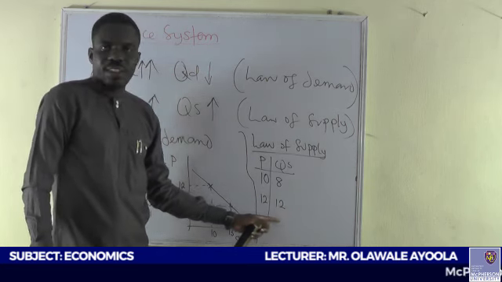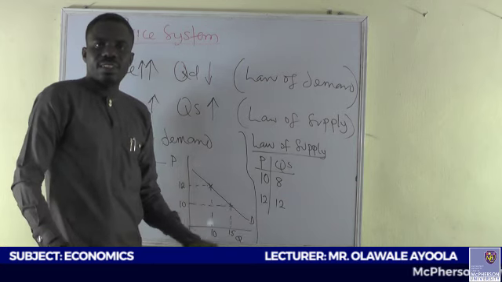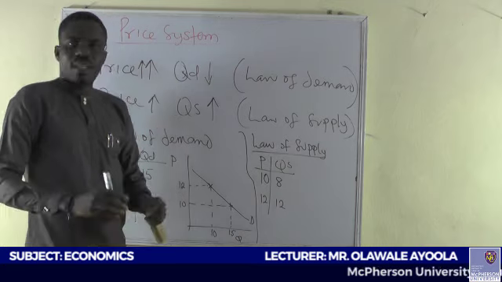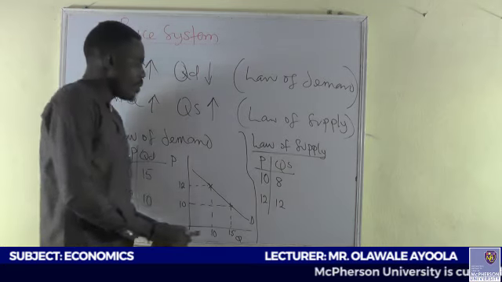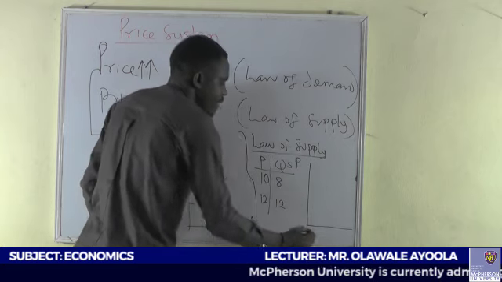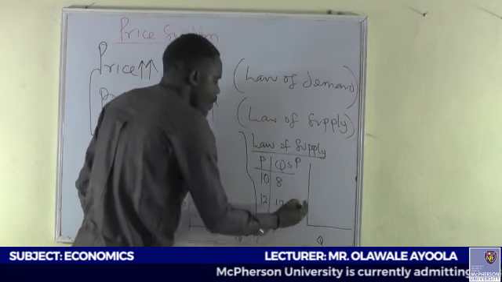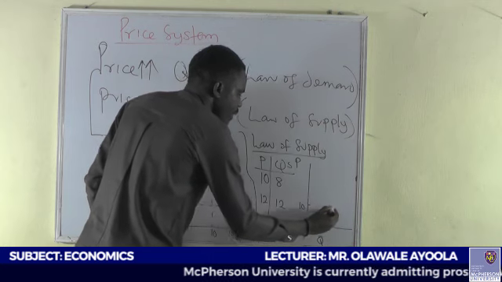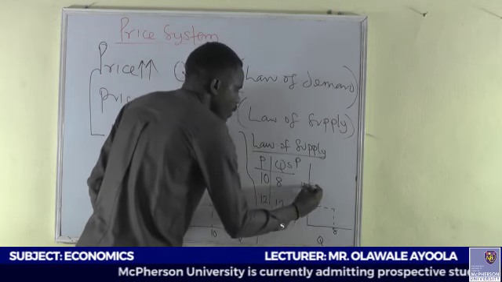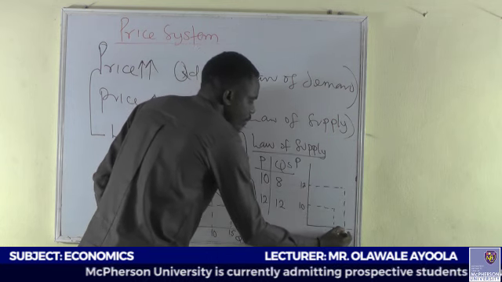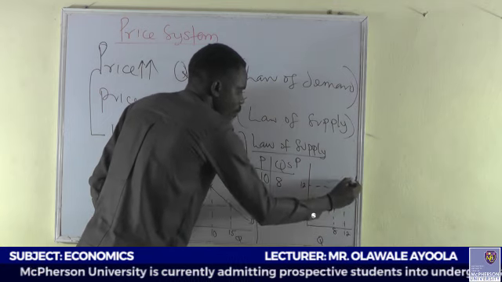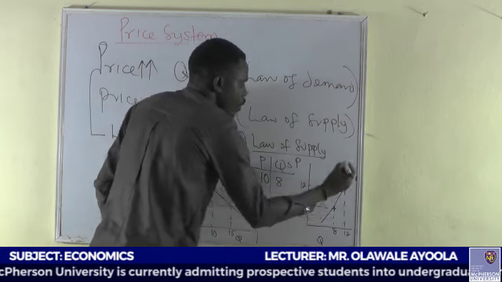However, the magnitude of the increase in quantity supplied will be treated in other sections of this lecture, which is the concept of elasticity. But for now, let's display this on a graph. Still price axis and quantity axis. When price is 10, quantity is 8. When price increases to 12, quantity increases to 12. As such, by joining the two cardinal points, we have our supply curve.